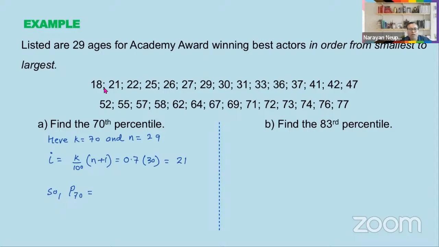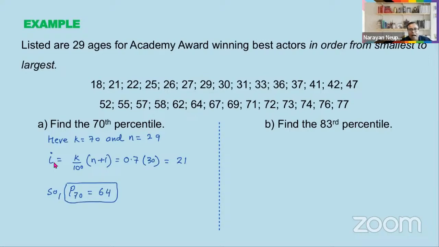So you have to count 1, 2, you can see my mouse moving there, 3, 4, 5, 6, 7, 8, 9, 10, 11, 12, 13, 14, 15, 16, 17, 18, 19, 20, 21. What is there in the 21st place? 64. So that means the 70th percentile is 64. That is the meaning there.